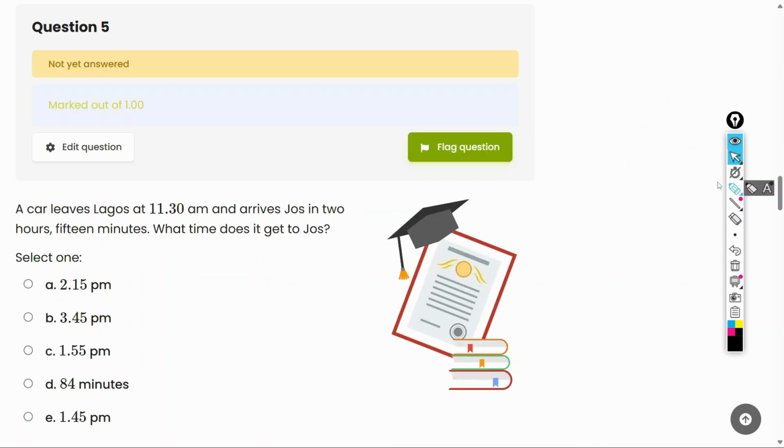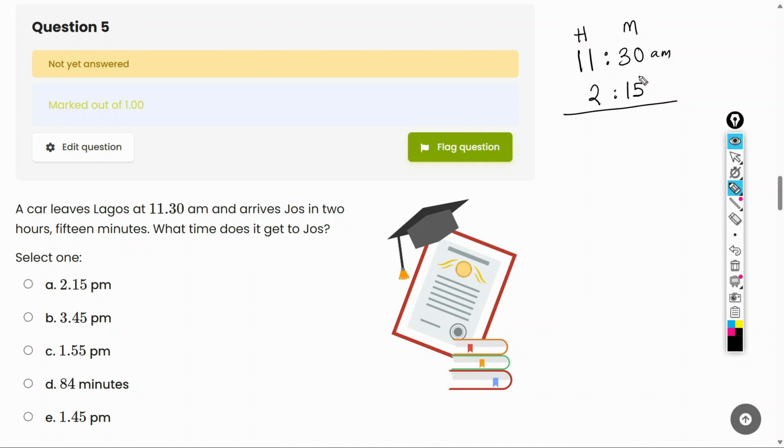A car leaves Lagos at 11:30 a.m. and arrives in Jos in 2 hours 15 minutes. What time does it get to Jos? So from 11:30 a.m. and then 2 hours 15 minutes. So we are adding 2 hours 15 minutes to 11:30 a.m. So 11:30 a.m., we add 2 hours 15 minutes. This is our minutes, this is our hours.